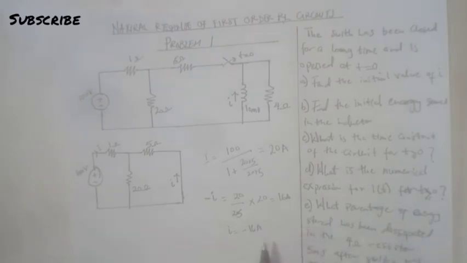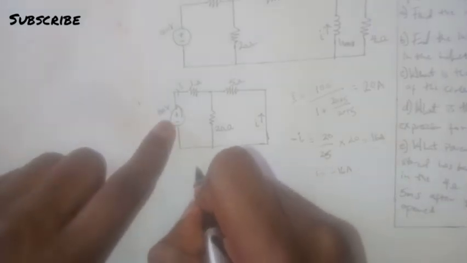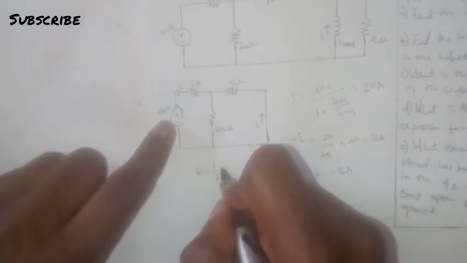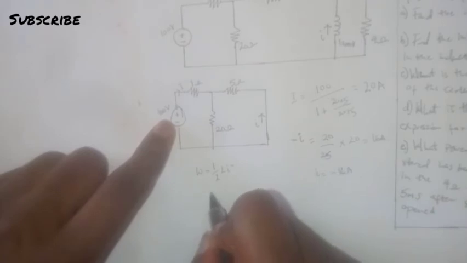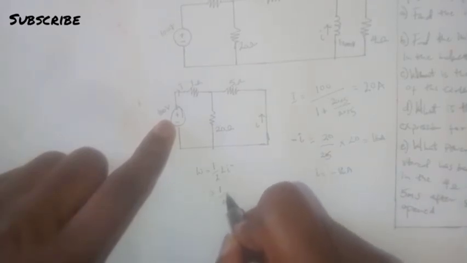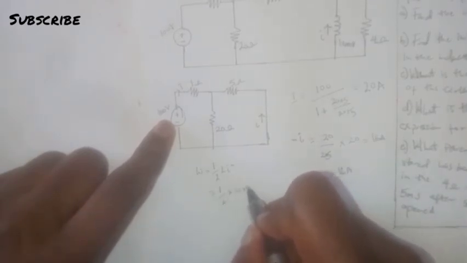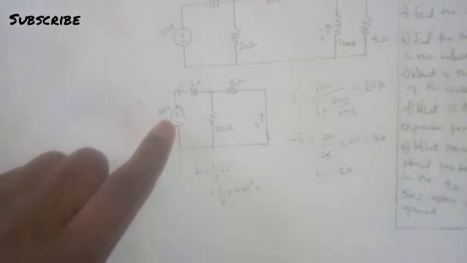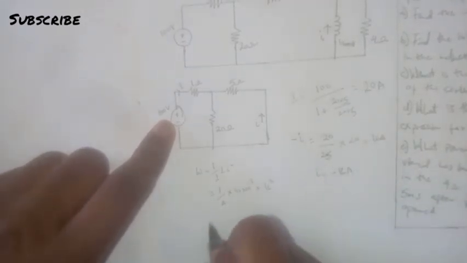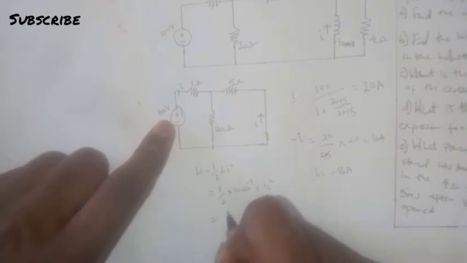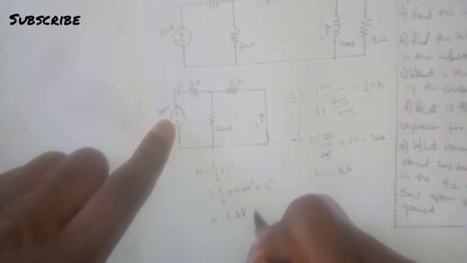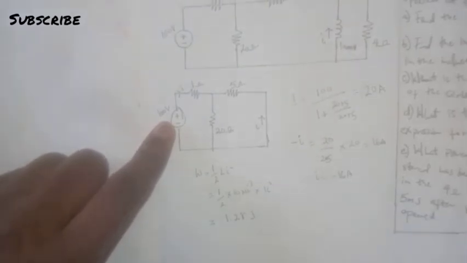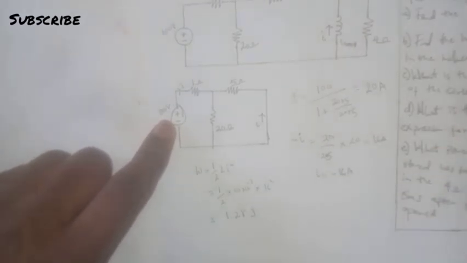Next, we are required to find the initial energy stored in the inductor. Energy in an inductor is half L i squared, and that would be 1 over 2 times 10 raised to the power minus 3 times 16 squared, and that should give us 1.28 joules.